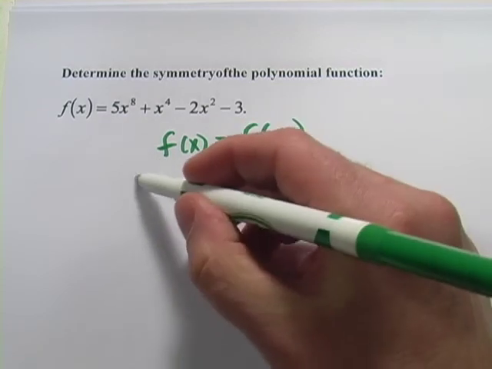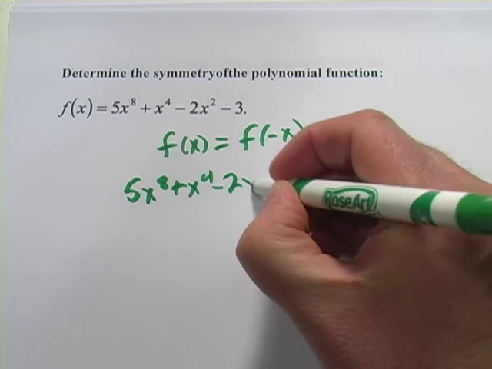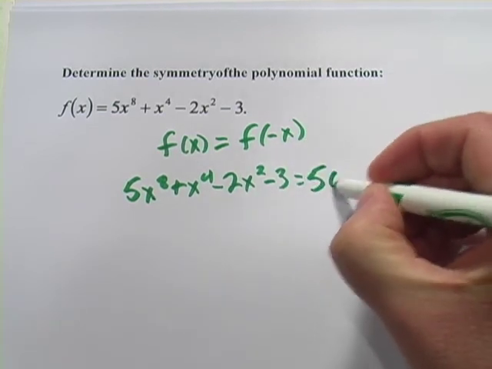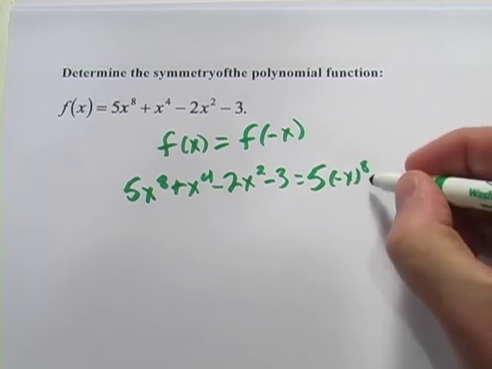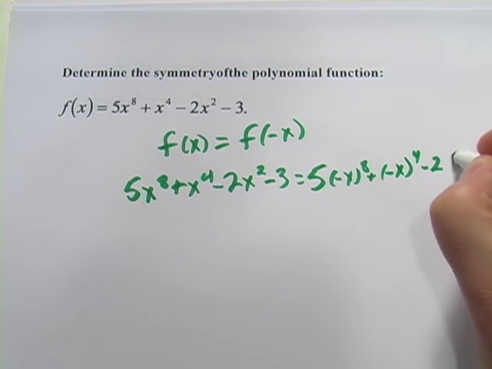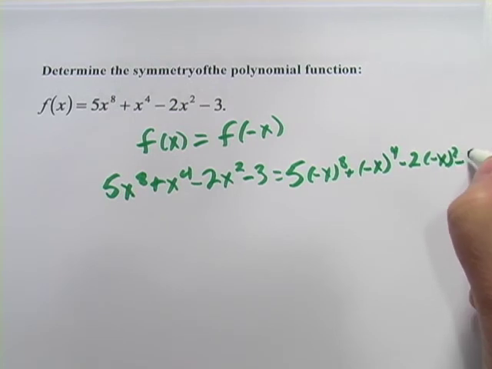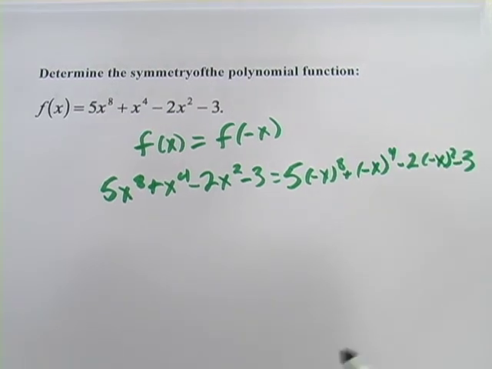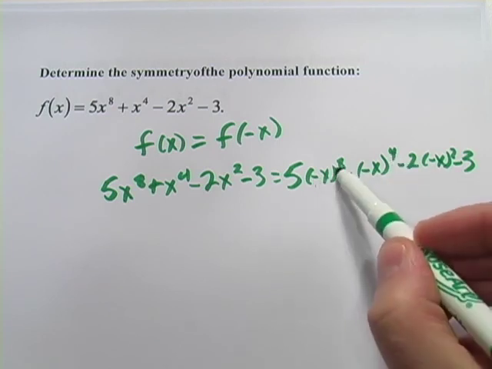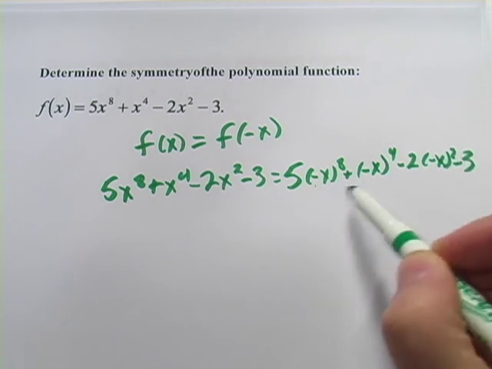So let's do that. 5x to the eighth plus x to the fourth minus 2x squared minus 3 is going to equal 5 times negative x to the eighth plus negative x to the fourth minus 2 times negative x squared minus 3. Now you may be able to see this already, but when you take a negative x and you raise it to an even power, which happens here, here, and here, it just becomes a positive x.